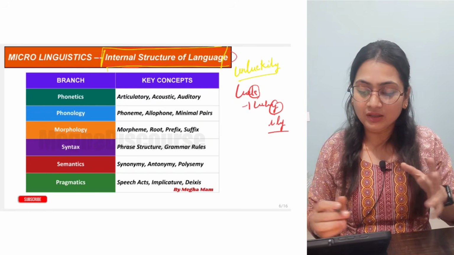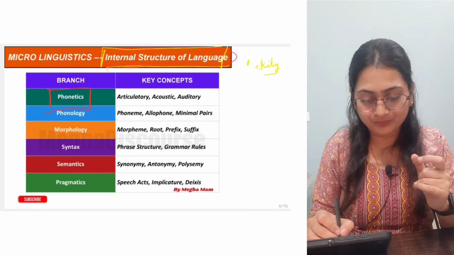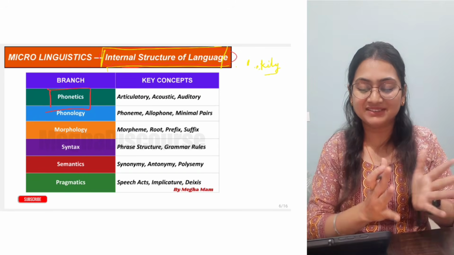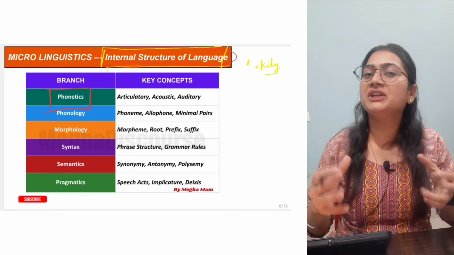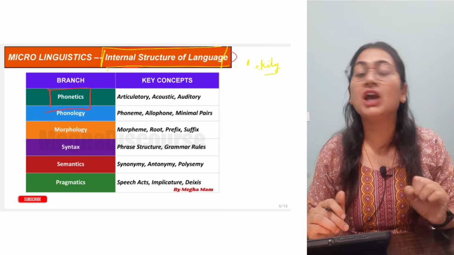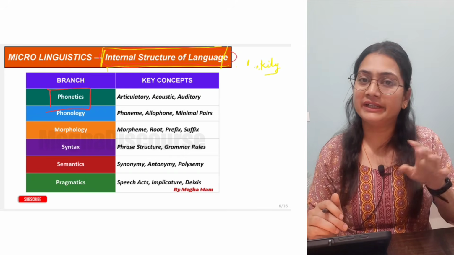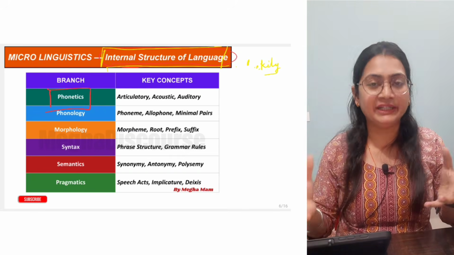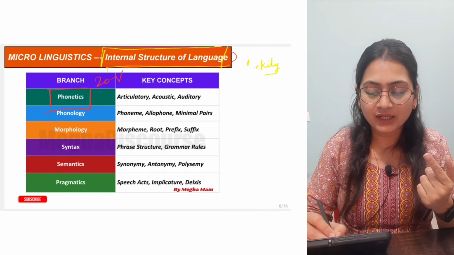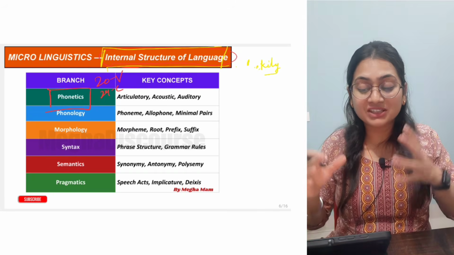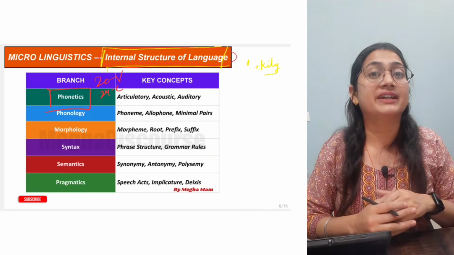Chalo. First we have phonetics. Phonetics means human speech sounds, the study of human speech sounds. How many sounds do we have? We have 44 sounds in the English language, among which 20 are vowels and 24 are consonants. So the study of all these 44 sounds is called phonetics.